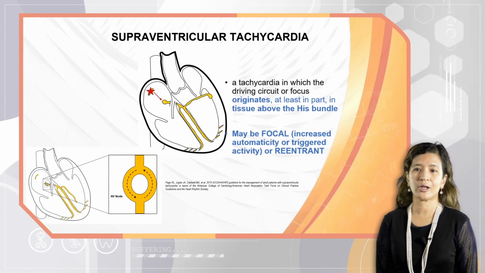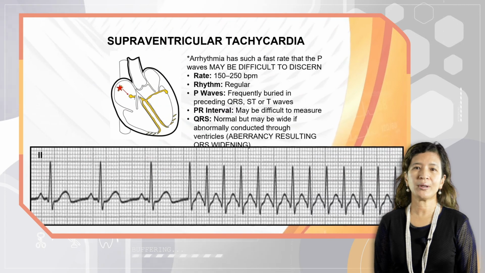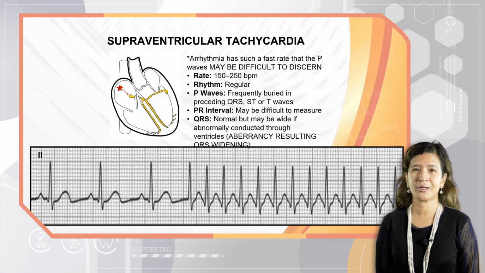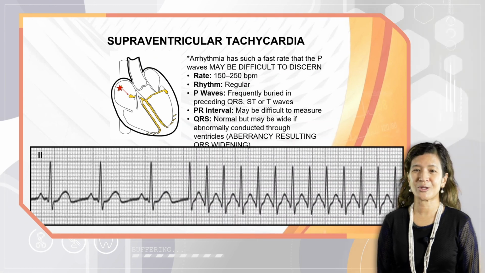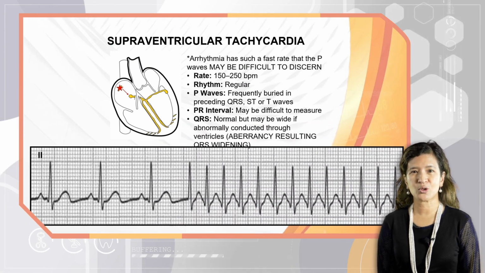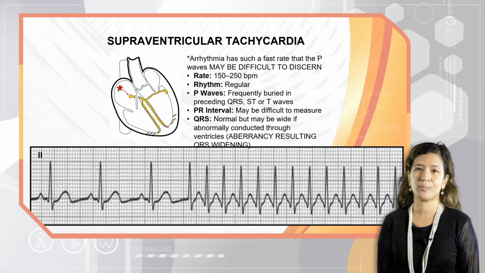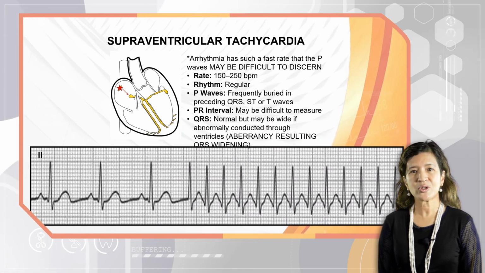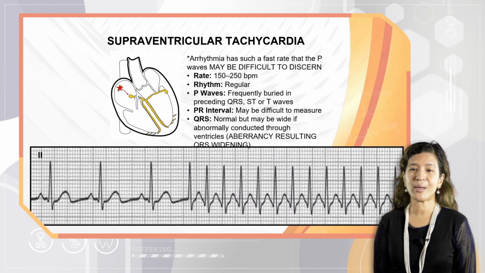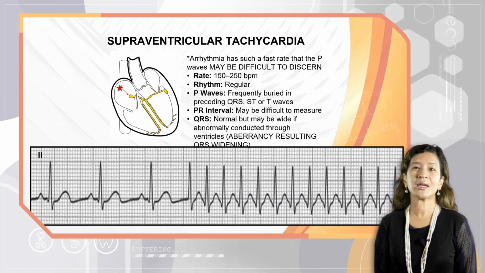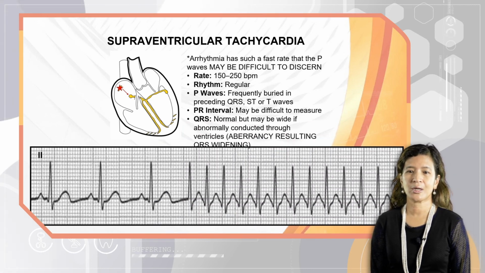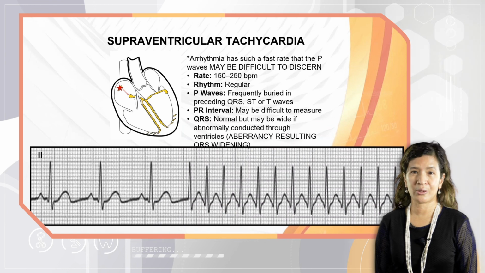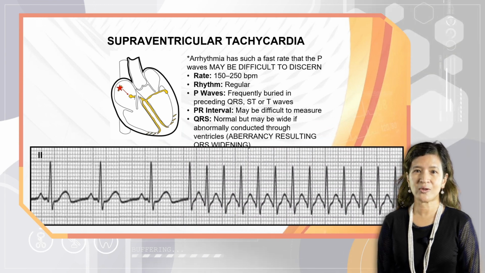In terms of ECG recognition, the common diagnostic problem with ECGs in SVT is that the P waves may be a bit difficult to discern. But the rate will usually be 150 to 250 beats per minute, and the rhythm regular. The reason the P waves are difficult to discern is they may be buried in the preceding QRS, in the ST segment, or in the T wave. The QRSs are usually narrow unless the SVT is aberrantly or slowly conducted.